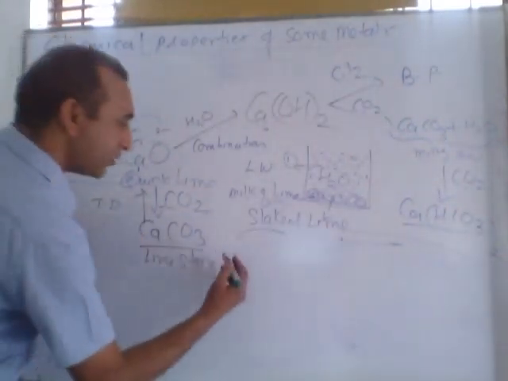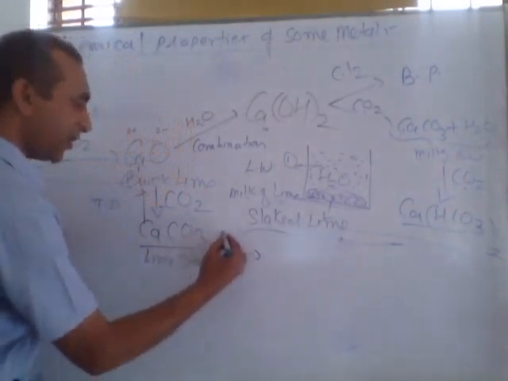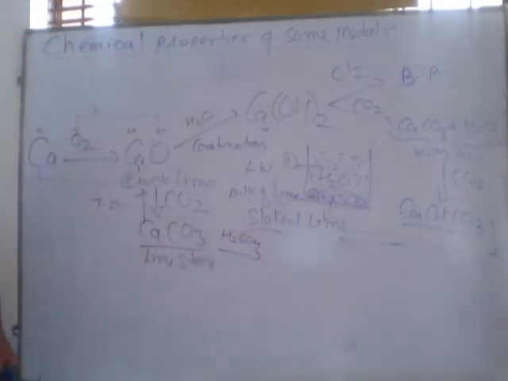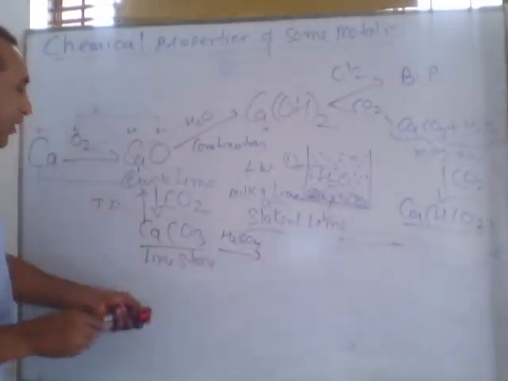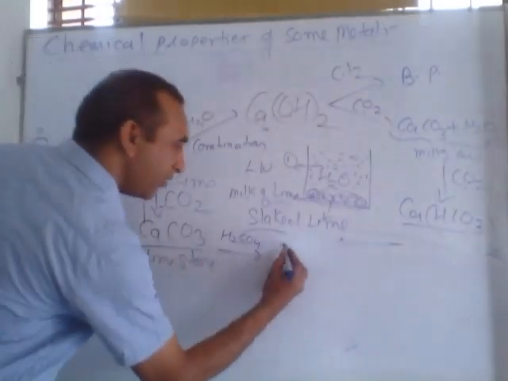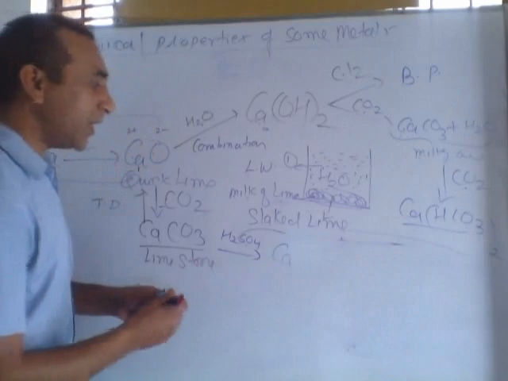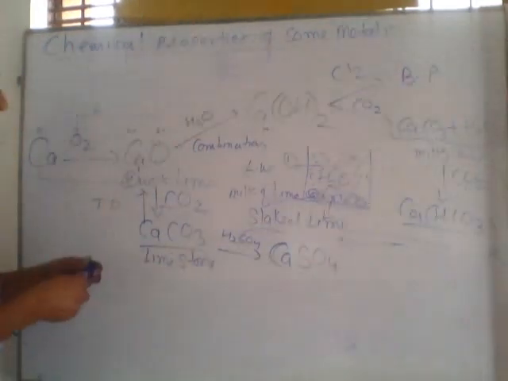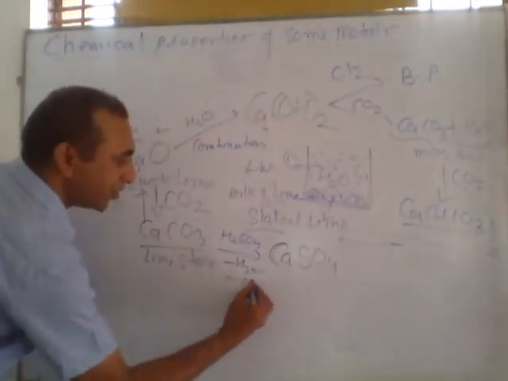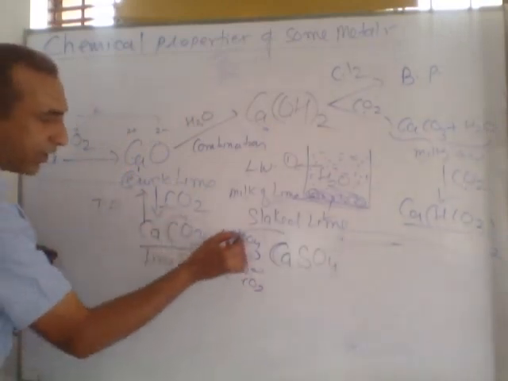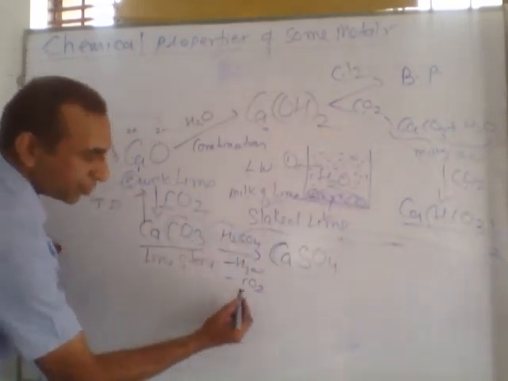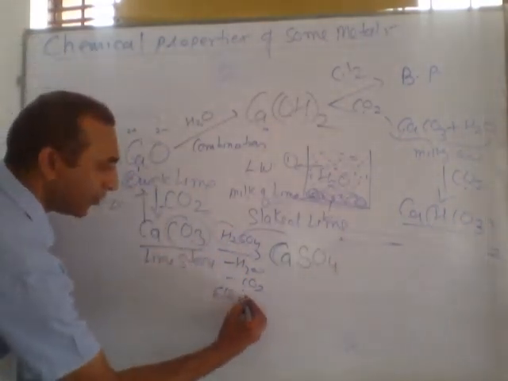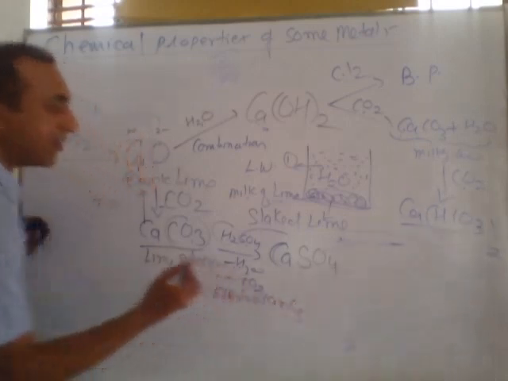Calcium carbonate. When calcium carbonate is heated with H2SO4, can you guess which compound is formed? Very simple. This calcium will react with sulfate and form calcium sulfate. The formula is calcium sulfate, calcium is Ca and sulfate is SO4. Calcium sulfate forms along with removal of H2O and CO2. This CO2 is liberated very speedily, so it is called effervescence. Effervescence means the bubbles of CO2.